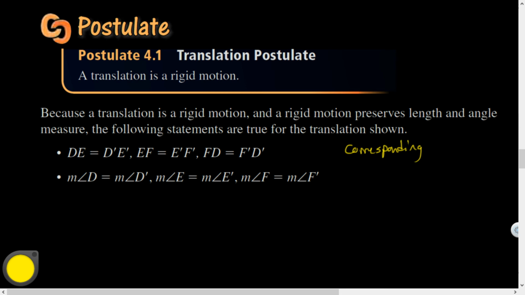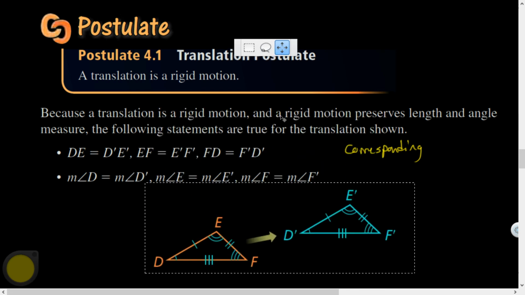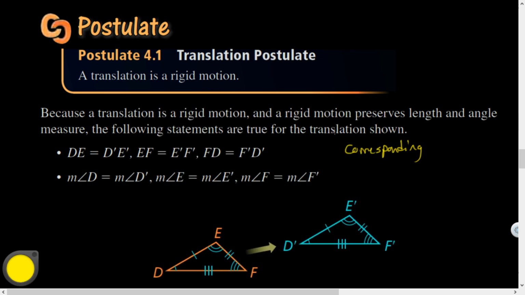All right, and here's a picture of that. After a translation, notice that this angle is congruent to that, this side is congruent to that, this angle is congruent to that, etc. Because it's a rigid motion, all of the corresponding parts are congruent. Super helpful language right there.